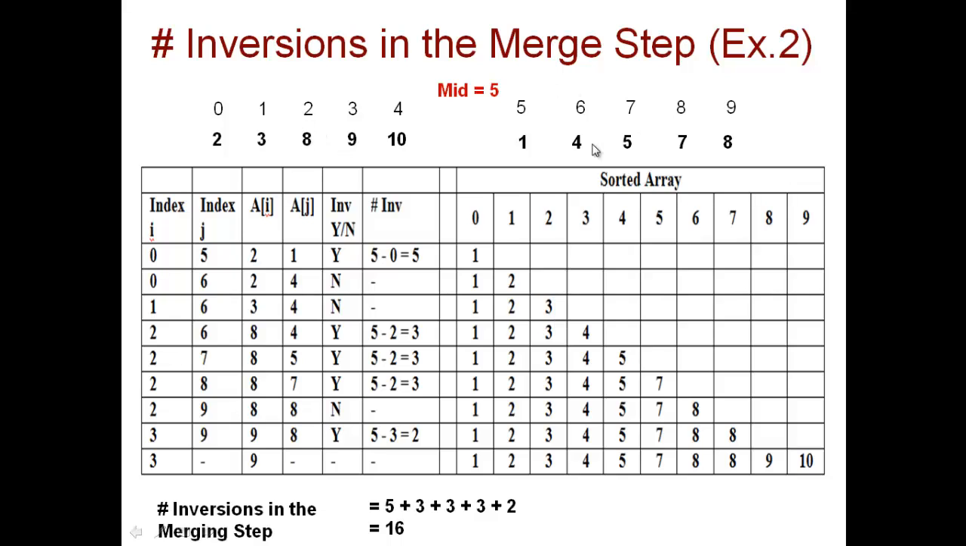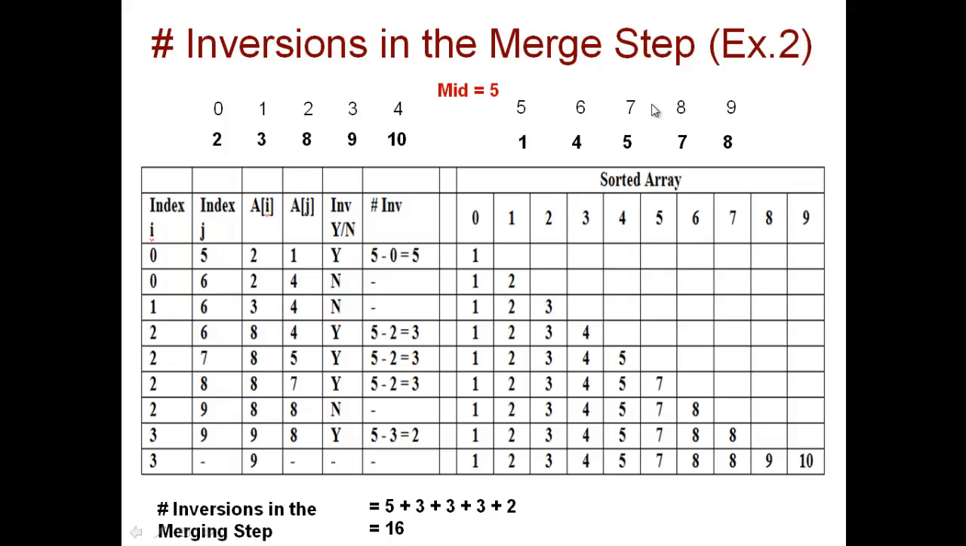Now 8 compared with 4, that's clearly an inversion. So the 3 inverted pairs are 8 4, 9 4 and 10 4, corresponding to mid minus i, 5 minus 2. Then write down 4 and move j to the next index, which is 7. Again 8 compared with 5, that's an inversion. So 8 5, 9 5, 10 5 are the 3 inverted pairs, mid minus i. Then write down the smaller element 7 and move j to the next index, 9.